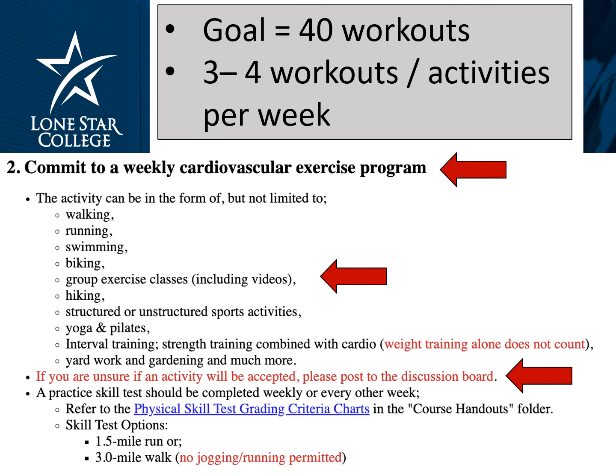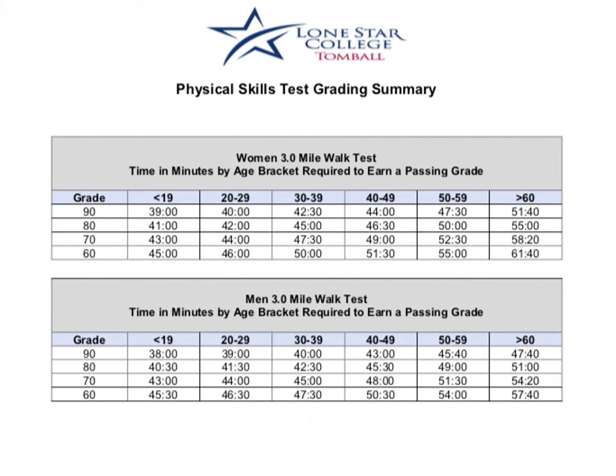Keep in mind that the skill test is 35% of your final grade. Although periodic practice assessments are built into our course, students should practice one or both of the skills tests on a weekly or bi-weekly basis. The skill test consists of either a 1.5-mile run or 3-mile walk. To ensure you're on track, the grading criteria for all the skill tests is available in our course handouts folder. Students should become familiar with the grading criteria.